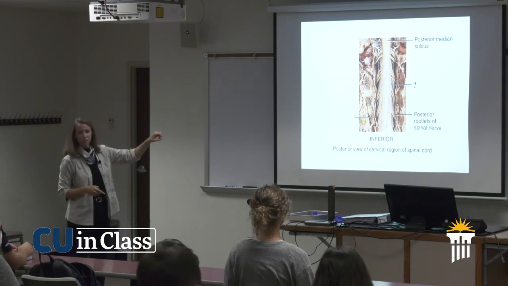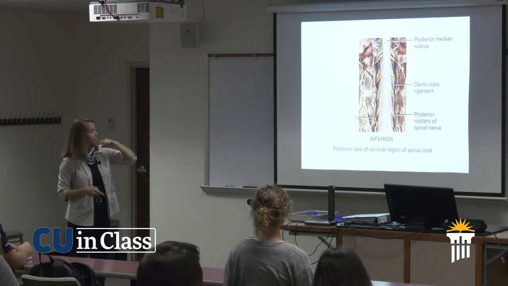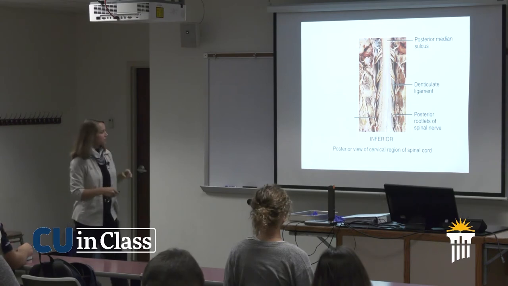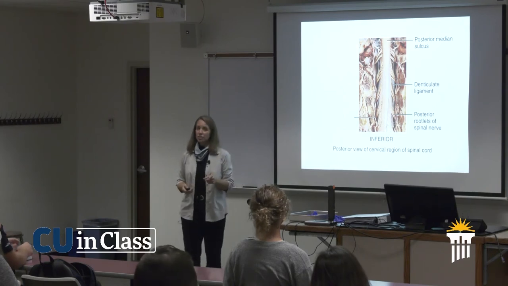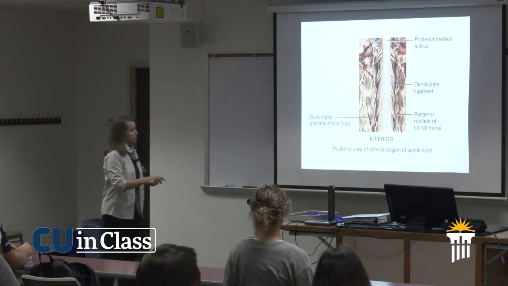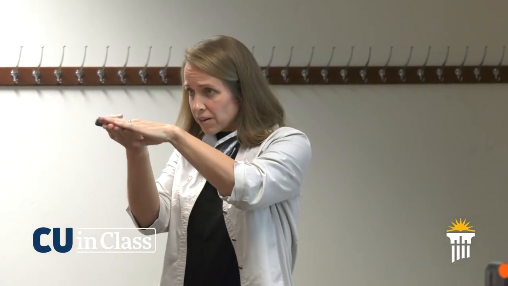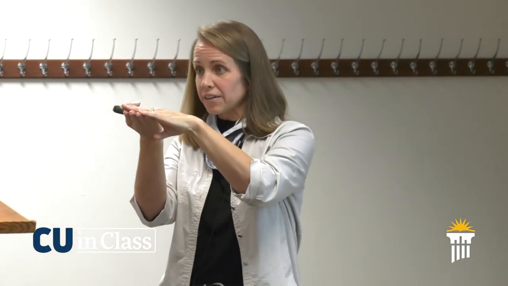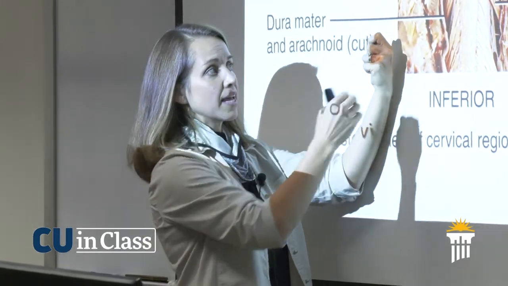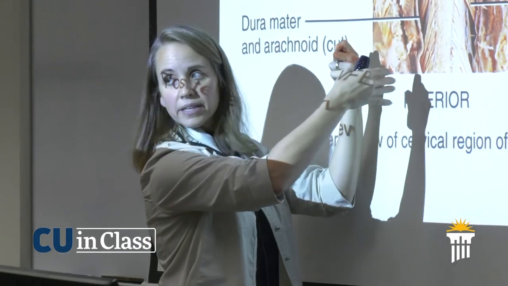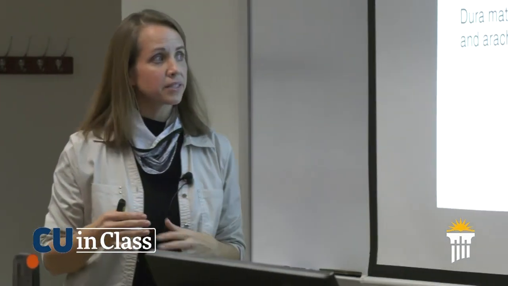Here, remember what those are? That's the denticulate ligament. Yeah, good. What is this one? Do you know? That's the dura mater. Yeah. So you have the dura mater. The dura mater and the arachnoid mater are super closely adhered. So in the lab, when you pull back the dura mater, you're also pulling back the arachnoid mater, and you're looking where the CSF would be living. So again, there's a potential space between these, but typically there's no space. They go right up next to each other.